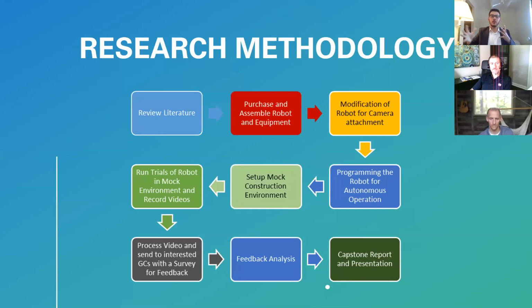So moving on from that initial literature review, background, and rationale, let's talk about what we actually did for this research. This is just a general flow chart. We conducted a literature review, purchased and assembled a robot and equipment, modified the robot for camera attachment, and programmed the robot for autonomous operation. We set up a mock construction environment, ran trials in that environment, and recorded videos. We processed that video and sent it to interested general contractors and builders with a survey for feedback. Lastly, we analyzed that feedback, and eventually we're at this point where I'm presenting this capstone.